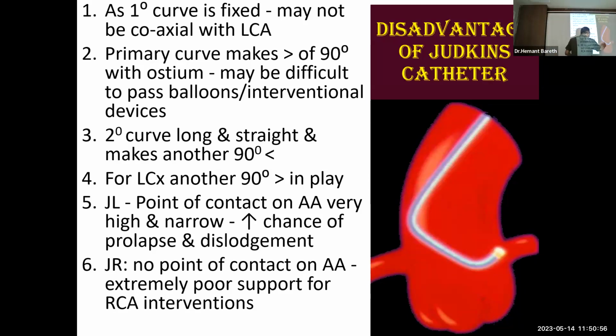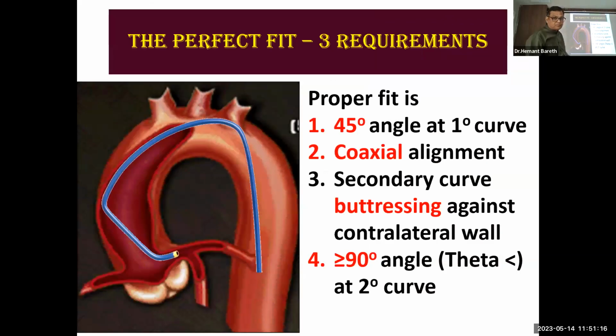On the other hand, if you use a hockey stick, the JR is like this, but the hockey stick is like this. So the hockey stick takes support from the bottom of the aorta. So at least some support is there with a hockey stick catheter. So I think these are some of the things I wanted to show you.